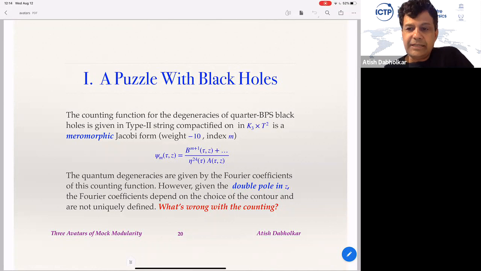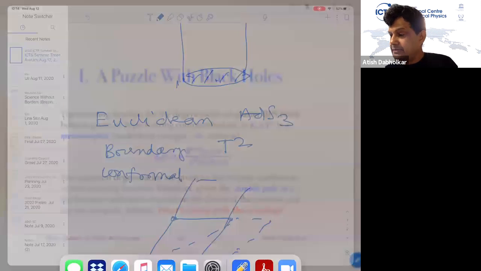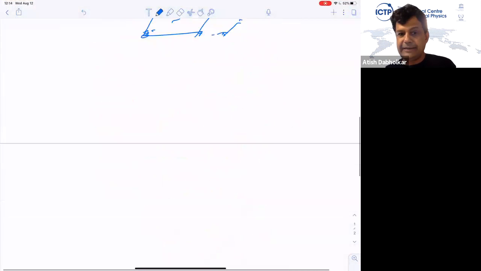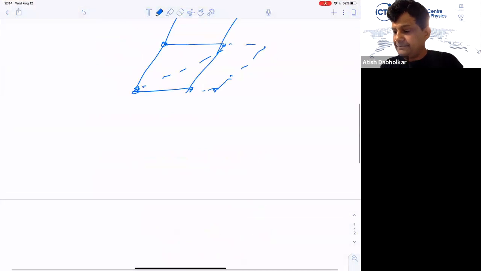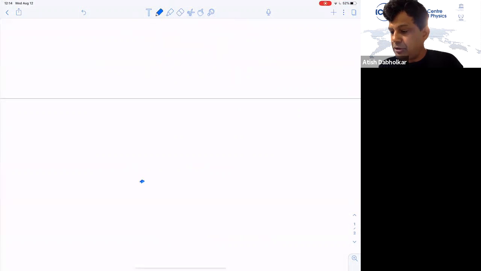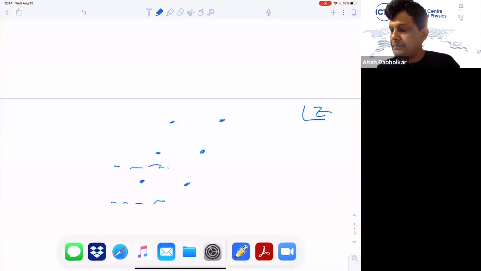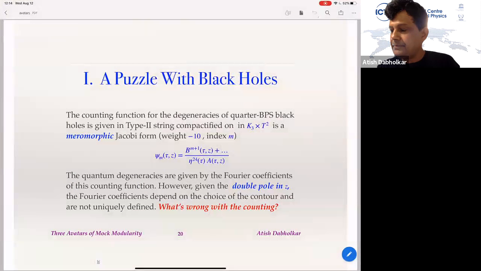But this would immediately ring some alarm bells in your mind, because Fourier coefficients now will depend on the contour in the z plane. For example, in the z plane, suppose this function has poles at all these points. So depending on whether you put your contour here or here, this is the z plane. Then the question is, what is going on?